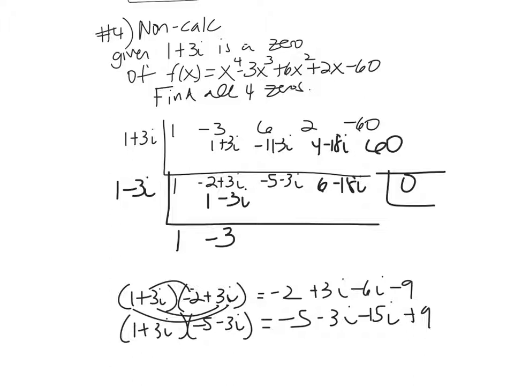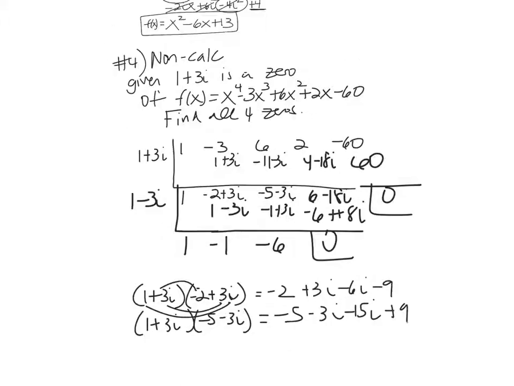Now it's just distributing. So you get negative 3. Oh, wait, no, that's negative 1. It would be really good if you knew how to subtract, Ms. Price. All right, so that would be negative 1. And then you get negative 1 plus 3i. Ooh, the i's are going to cancel out again, giving you negative 6. And negative 6 times 1 is negative 6 plus 18i. Look at that. 0.